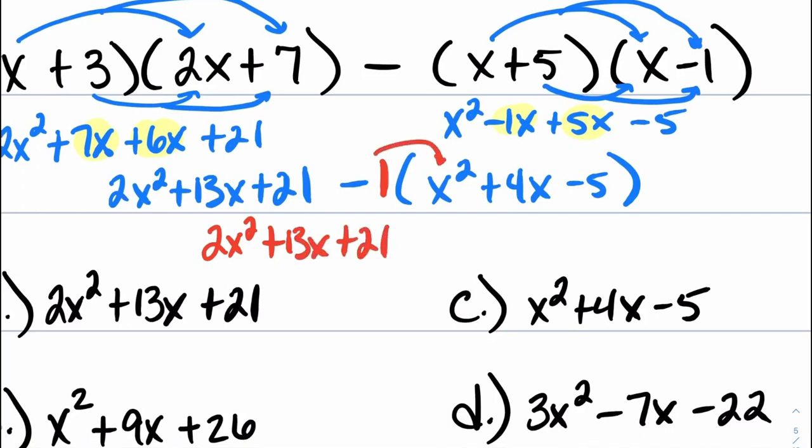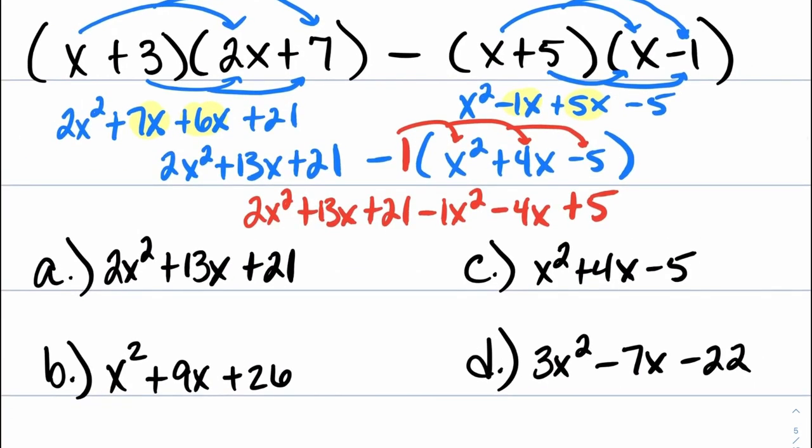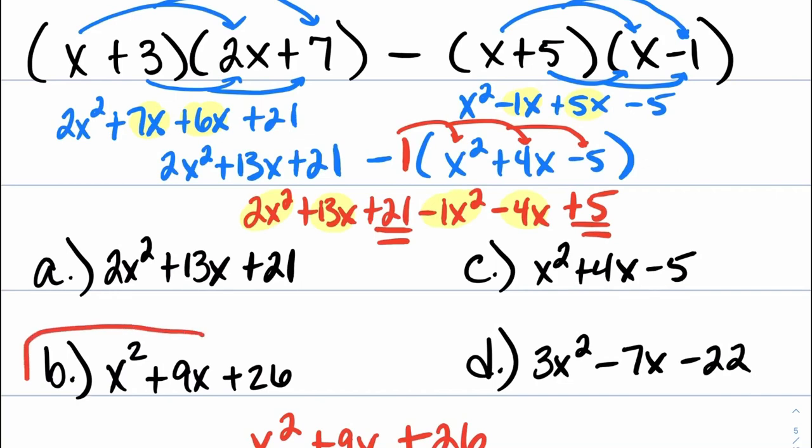Then when I distribute this -1, I'll have -1x squared minus 4x plus 5. Now that I've taken care of that, it's just a matter of combining my like terms. In this case, 2x squared minus 1x squared would give me x squared. 13x minus 4x would give me 9x. And 21 plus 5 would give me 26, giving me my answer of B.